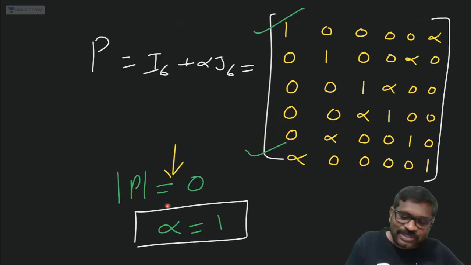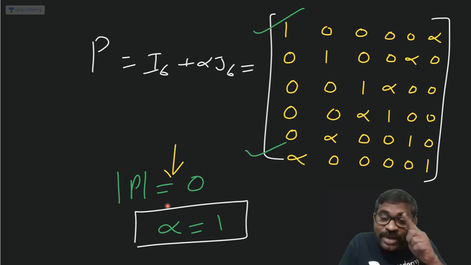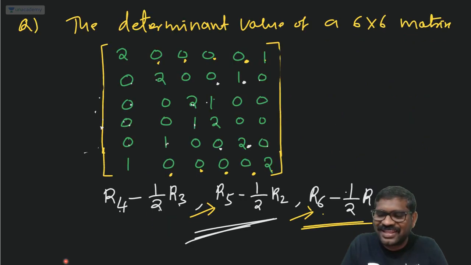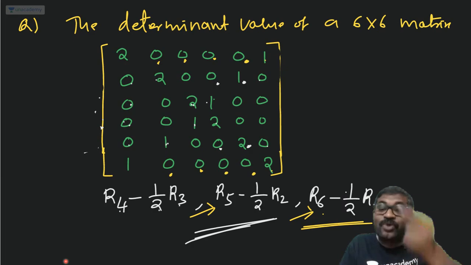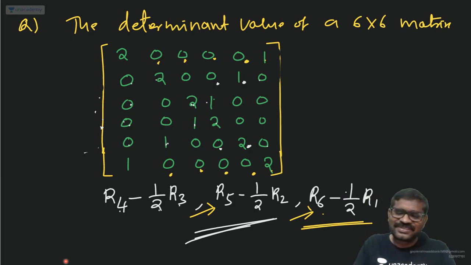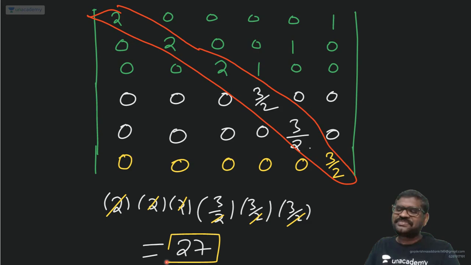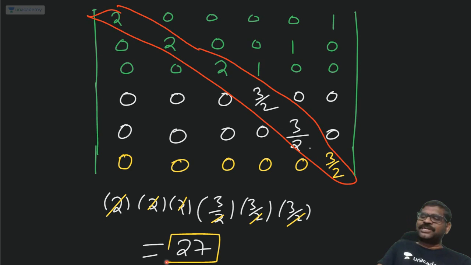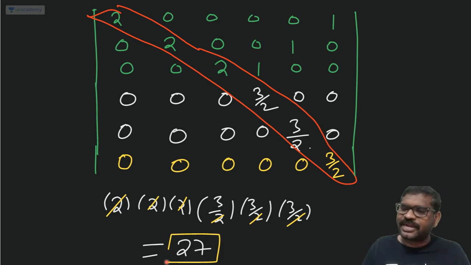In the previous question, they have provided that determinant is 0. If determinant is 0, what is the value of alpha? Here, it is looking like the previous problem, but you have to calculate the determinant value. Understood? Det means determinant. DET, determinant.